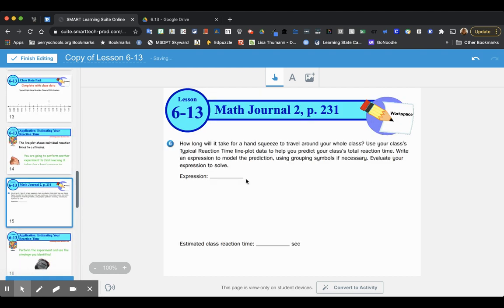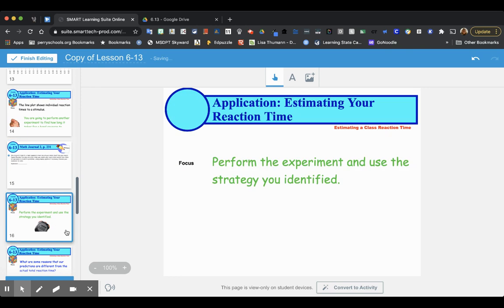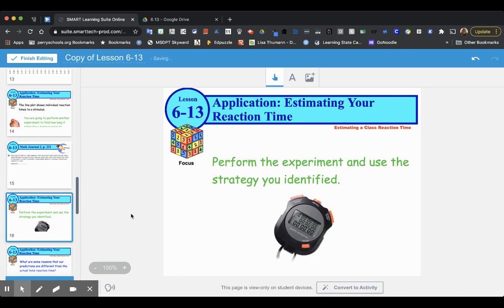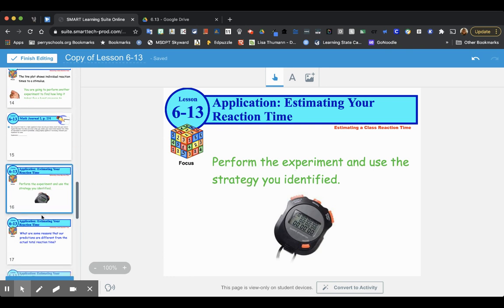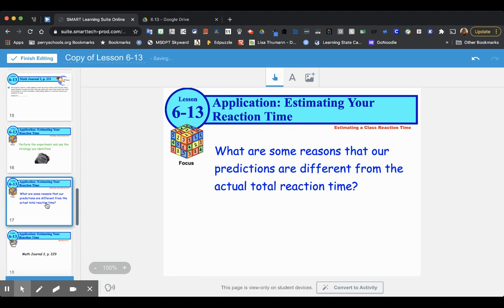So question 6, we're not going to do this one unless you want to do it at home, a hand squeezing activity. So you can look through number 6. And it is suggested that you do your own experiment, come up with your own, perform it, and use your own strategy to identify an average.